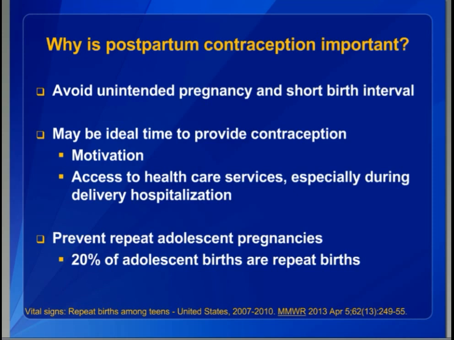And postpartum contraception is particularly important for adolescents. A recent CDC Morbidity and Mortality Weekly Report found that 20% of adolescent births are repeat births. So for teens especially, this may be an ideal time to prevent a repeat teen pregnancy.